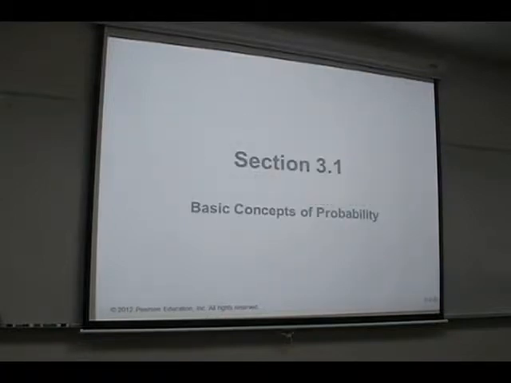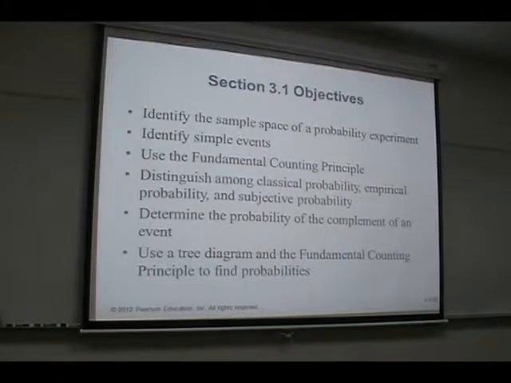Okay, so today we're looking at section 3.1, and what they're going to do in that is talk about basic probability stuff: identifying a sample space, identifying simple events, using the fundamental counting principle, distinguishing classical probability, empirical probability, and subjective probability, determining the probability of the complement of an event, and using a tree diagram and the fundamental counting principle.